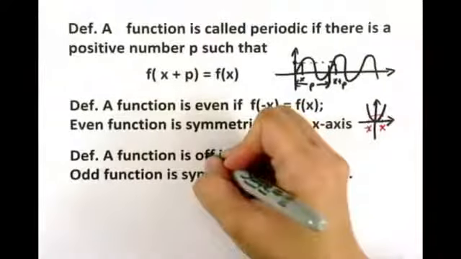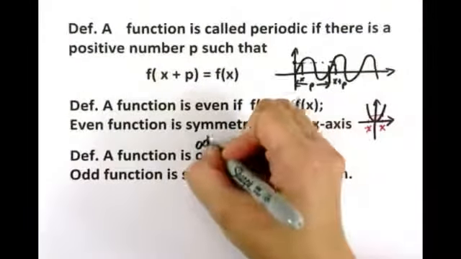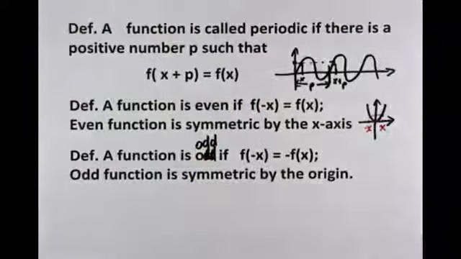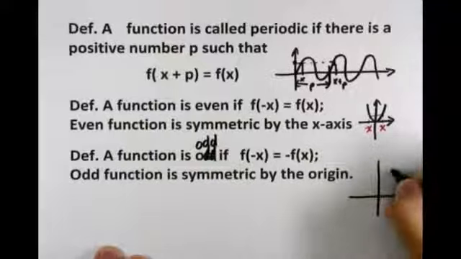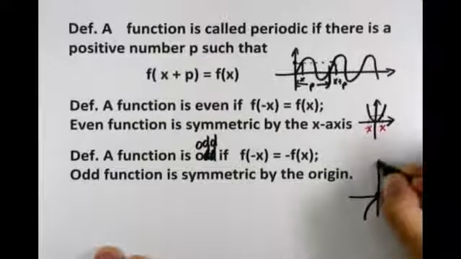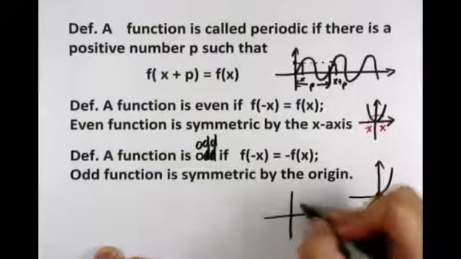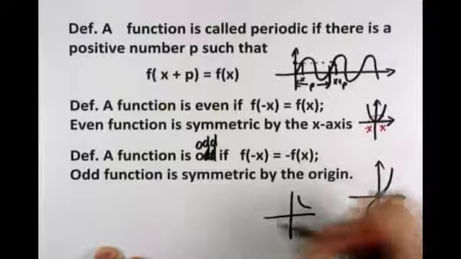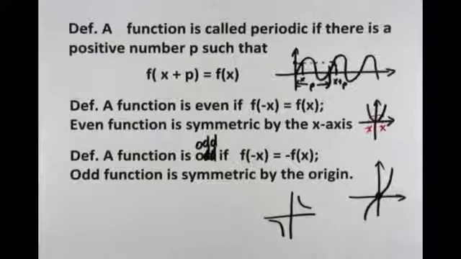A function is odd if f of minus x is equal to minus f of x. An odd function is symmetric about the origin. So an example of an odd function is like this. The function is symmetric about the origin. Or another odd function would be like this. This function is symmetric about the origin. So f of minus x is equal to minus f of x.